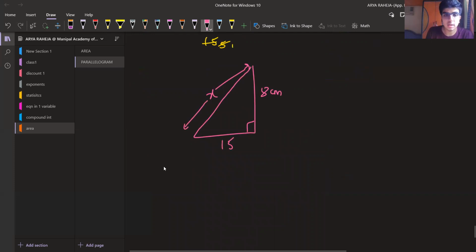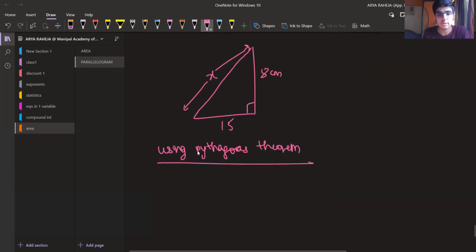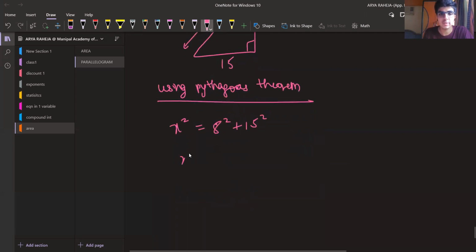So now again using Pythagoras theorem, what does it say? The square of the hypotenuse is equal to the sum of the squares of the remaining two sides. Here the hypotenuse is x centimeter. This slant one is the hypotenuse. It's opposite to the right angle. So look, x square is equal to 8 square plus 15 square. So now x square is equal to 8 square is 64 plus 15 square is 225. This I have memorized now because of practice, so you also will memorize it if you do it many times. So now x square is 289.